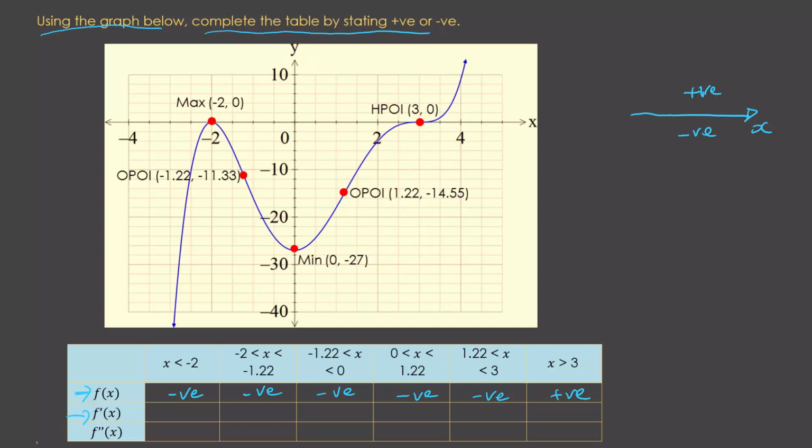Now, the first differential is the gradient. So if it's sloping upwards, that is positive, and if it's sloping downwards, that is negative. So we have a positive gradient on that section there. On this section here, we have a negative gradient, and the same is true of that bit. Then we get a positive gradient. Then it's positive here, and then it's positive up there.